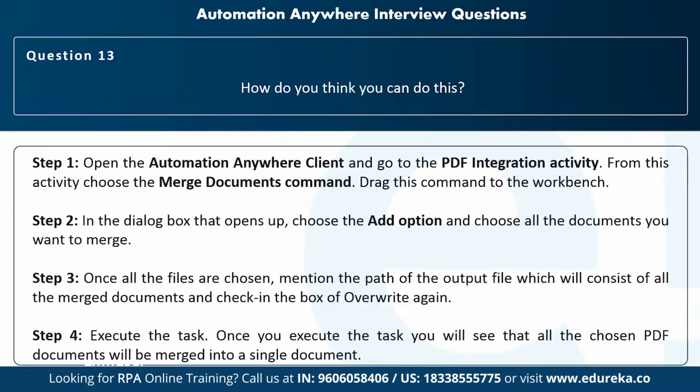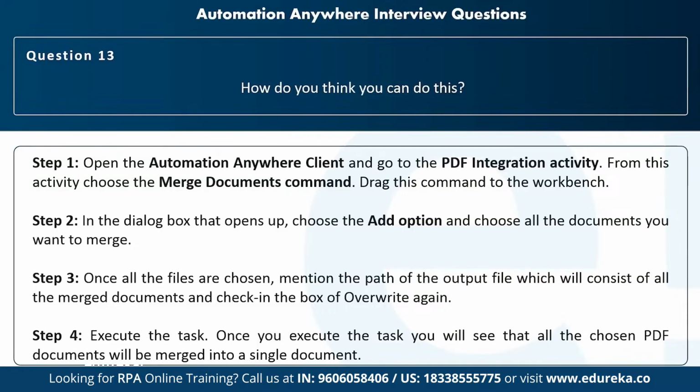So basically, you have to drag the merge documents command, and in the dialog box that opens up, you have to choose the add option and choose all the documents that you want to merge. Now, once all the files are chosen, you have to mention the path of the output file, which will consist of all the merged documents, and then you can check the box if you want to overwrite the file. So let's just do that.